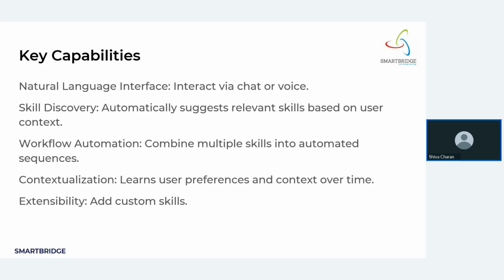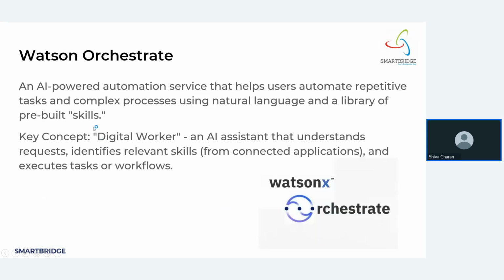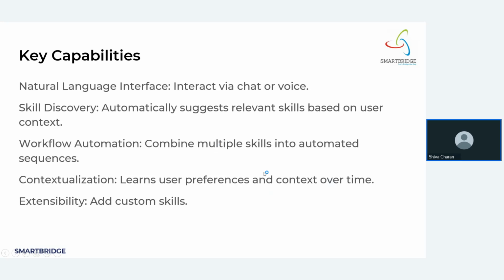Workflow automation: combining multiple skills into automated sequences. Yes, when we have multiple skills, we can combine those skills and create an automation also. So that is what workflow automation is. Contextualization means it learns user preferences and context over time. And extensibility: extensibility is adding custom skills. You can also add custom skills. Skills, in the sense, here you have seen the pre-built skills, right? So these are some of the key capabilities for Watson Orchestrate.